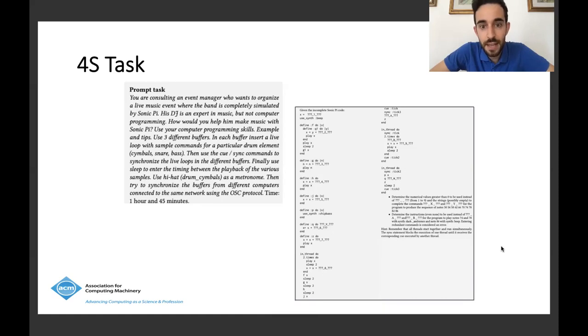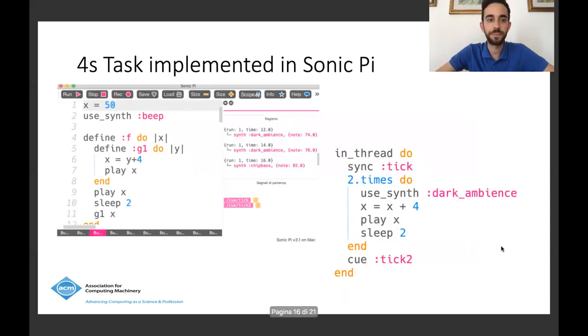On the right, we can see the second 4S task. Here, teams have to complete an incomplete Sonic Pi code in order to obtain an ordered sequence of notes. To achieve this result, they have to understand the Sonic Pi scope rules. Okay, this is the 4S task implemented in Sonic Pi. As you can see, teams used concurrency commands like queue, in thread, sync, but also define function or loops, and so on and so forth.